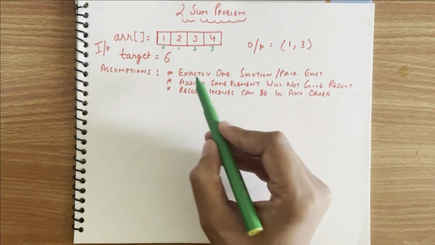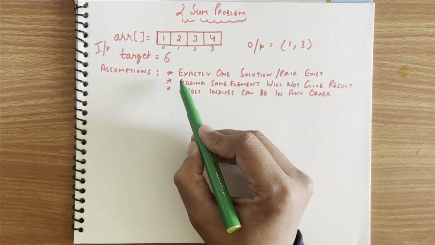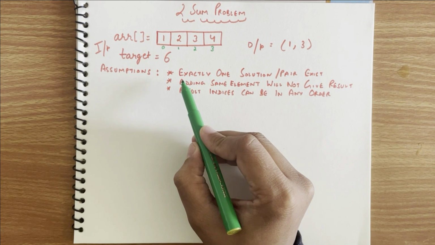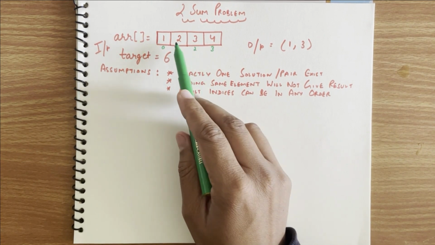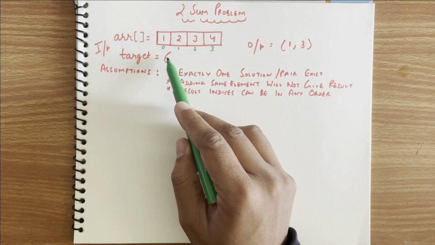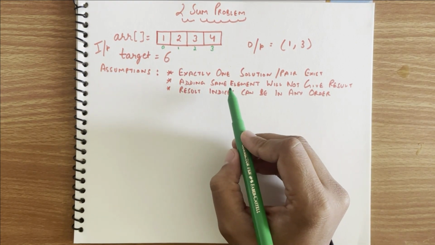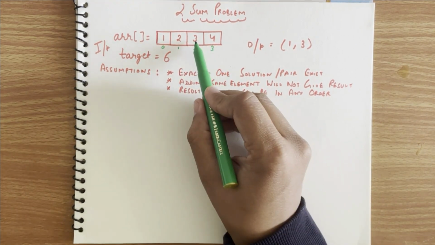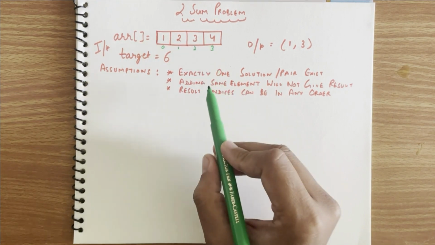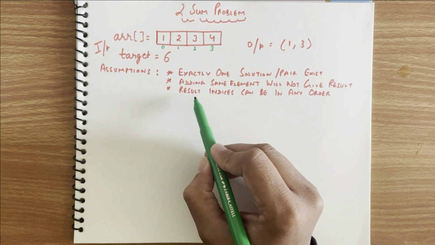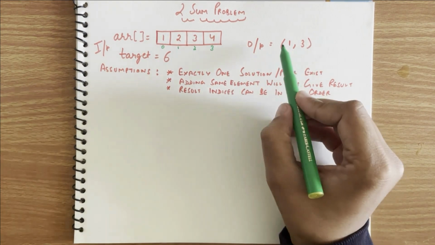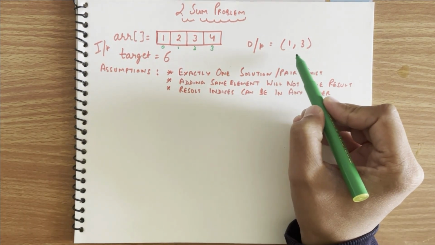There are a few assumptions with this problem. The first assumption is that only one solution exists, that is, there is no other possible solution which will give us the target as 6. Second, adding the same element is not possible, that is, 3 plus 3 is not allowed. The third is that result indices can be in any order, that is, our output can be 1 3 or 3 1, that doesn't matter.